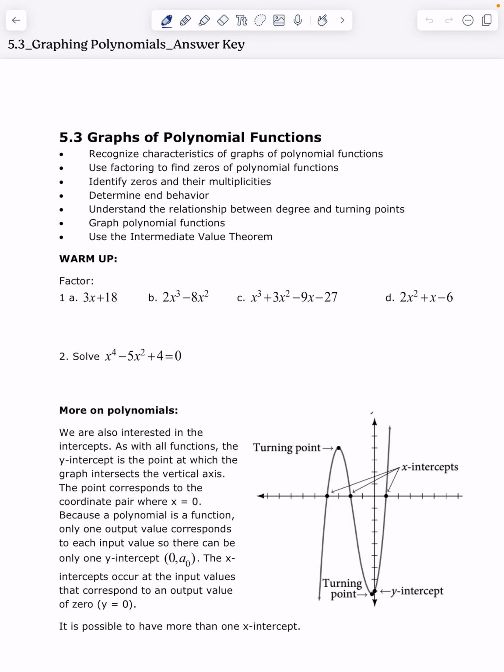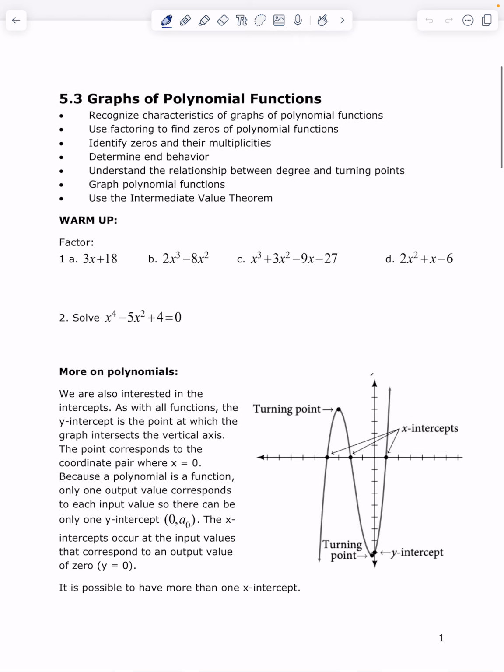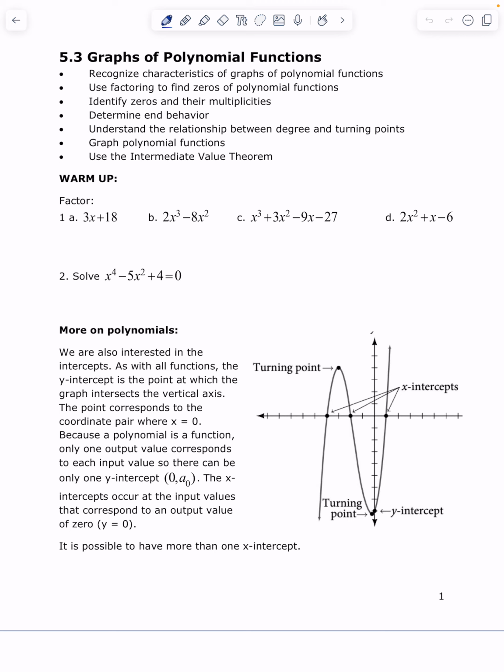These are the Math 1340 College Algebra 5.3 Graphing Polynomial Notes. We're going to start with page 1. We'll see how far we get in this recording. We need to continue what we talked about with quadratic functions and make sure we understand how those basics apply to functions when there are higher degrees.